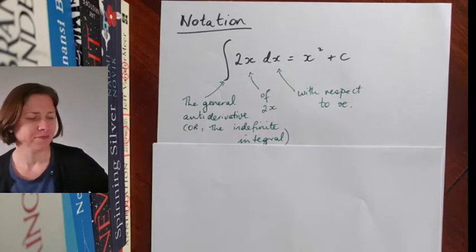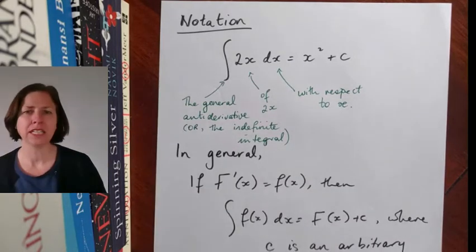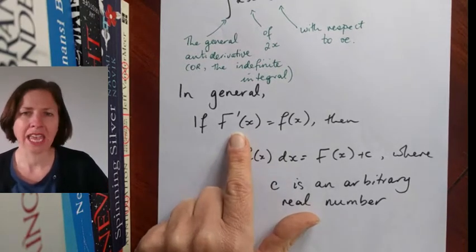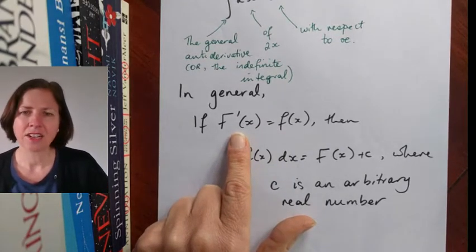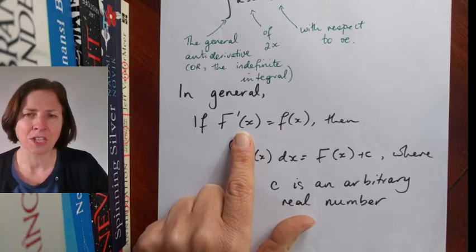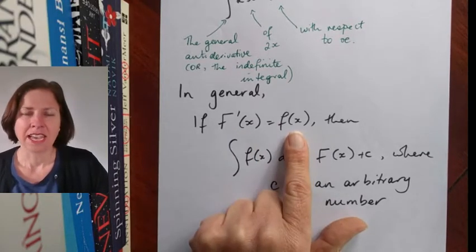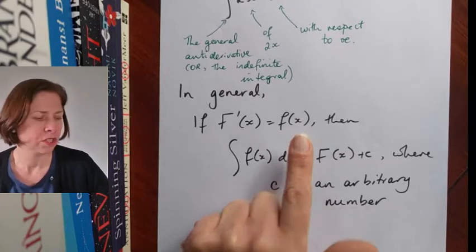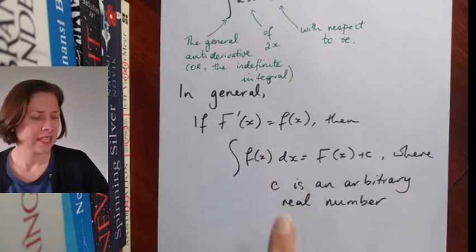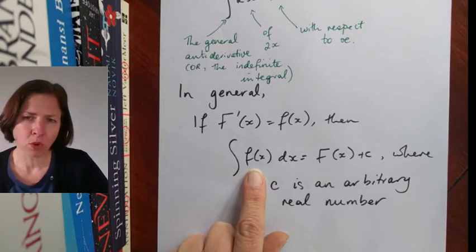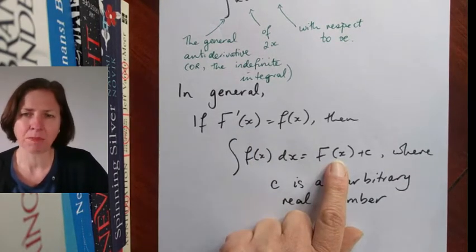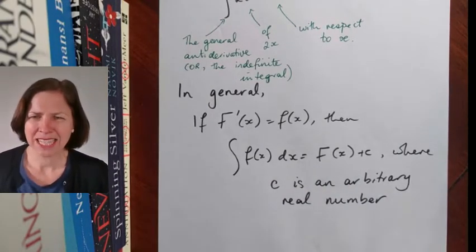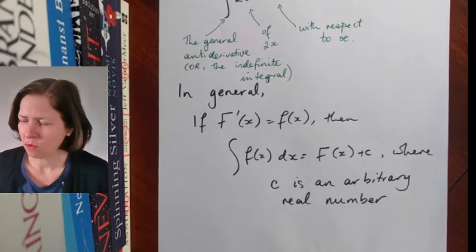All right, so what that gives us in general is that if I have some function capital F of x, and I differentiate it to get capital F dash of x to get small f of x, right? So if small f of x is equal to the derivative of capital F, then that means the antiderivative of small f is capital F of x plus c, where c is an arbitrary real number. All right, so that's notation, but how do we actually do it?